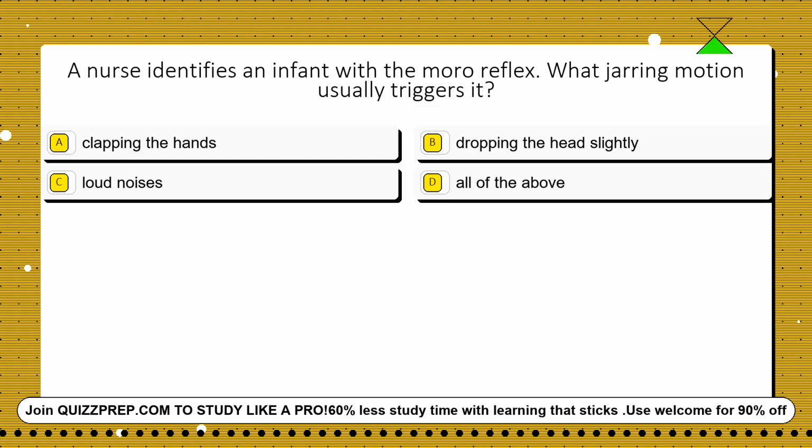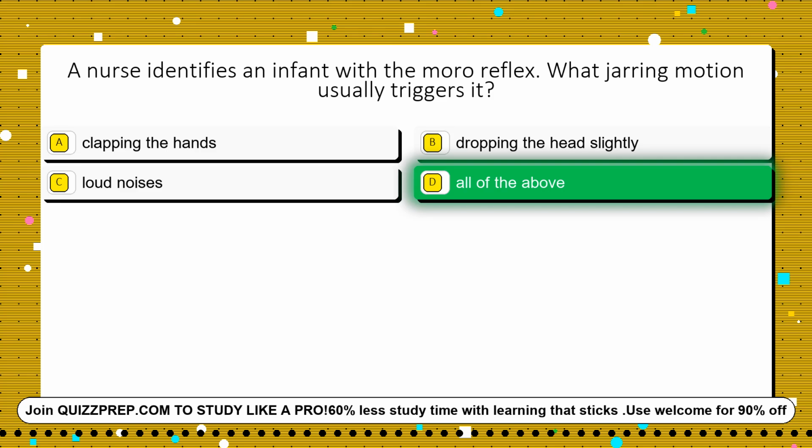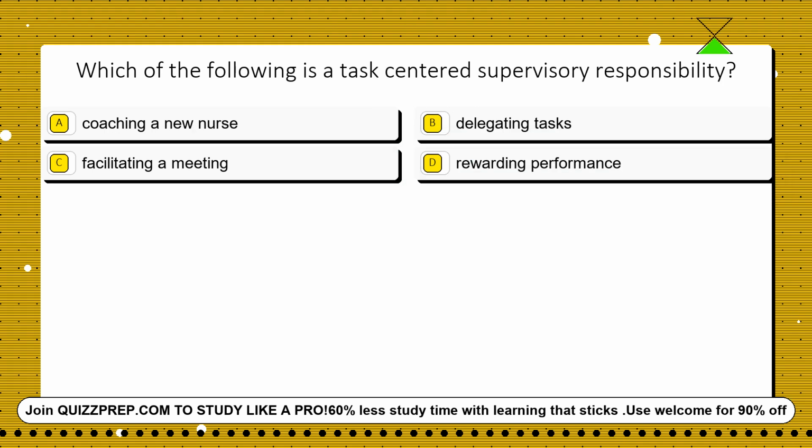Question 67. A nurse identifies an infant with the Moro reflex. What jarring motion usually triggers it? Option A, clapping the hands. Option B, dropping the head slightly. Option C, loud noises. Option D, all of the above. The correct answer is option D, all of the above. The Moro reflex is a startle response that can be triggered by a sudden loud noise or the feeling of falling.